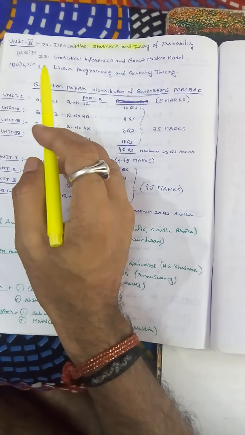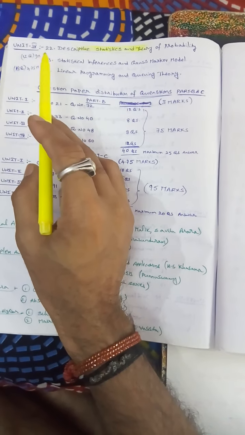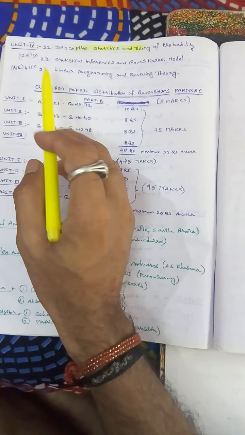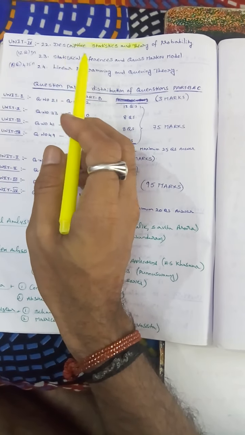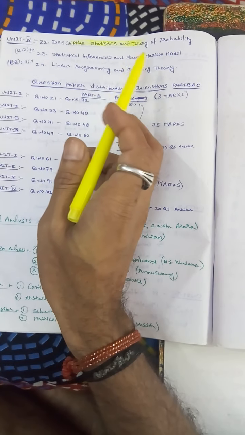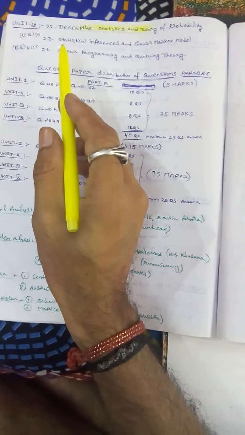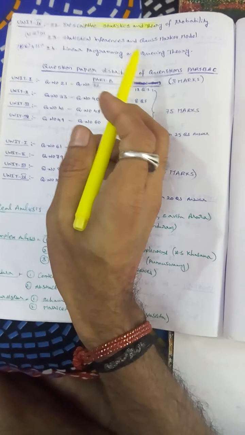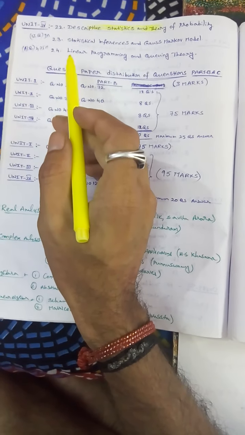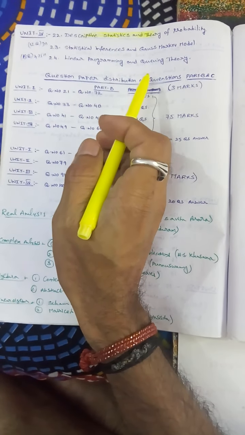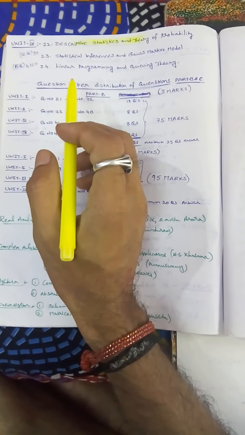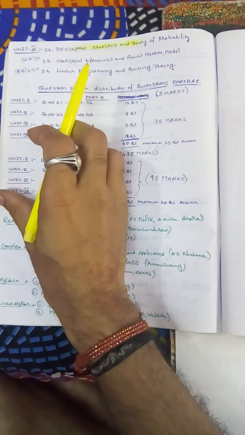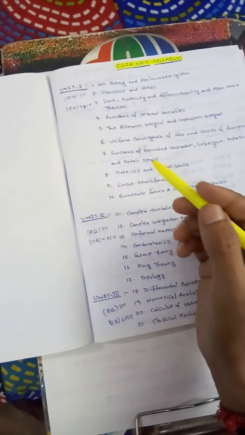This is completely probability and statistics. Unit 4 has 3 chapters: chapter number 22, descriptive statistics and theory of probability; 23rd chapter, statistical inference and Gauss-Markov model; and the last, 24th chapter, linear programming and queuing theory. We can omit Unit 4. So first we will discuss the first 3 units.